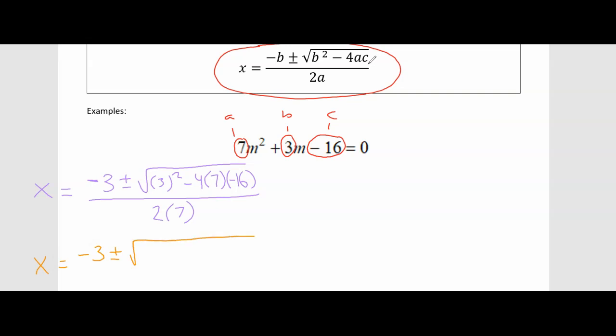Okay, inside the radical, I can do 3 squared. That's 9. 4 times 7 times negative 16. That's going to give us negative 448. Now, it's very important you keep track of your signs here, right? I'm subtracting negative 448. In my denominator, I have 2 times 7, which is 14.